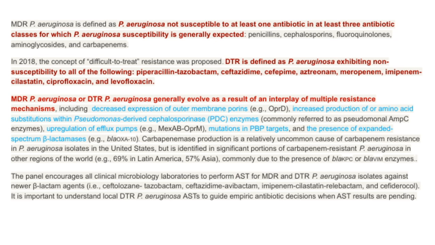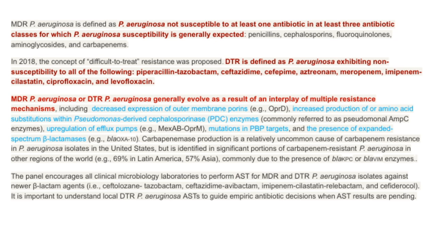It's also important to note that carbapenemase production, while a common resistance mechanism elsewhere, is relatively rare in U.S. isolates of P. aeruginosa. However, in other regions like Latin America and Asia, it can be quite prevalent, up to 69% and 57%, respectively, often involving enzymes like blaKPC or blaVIM.